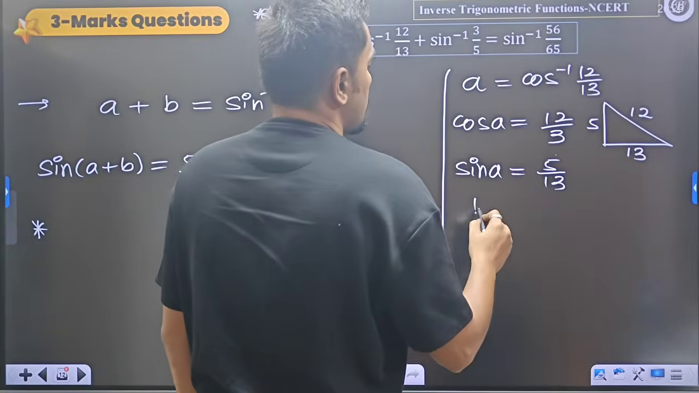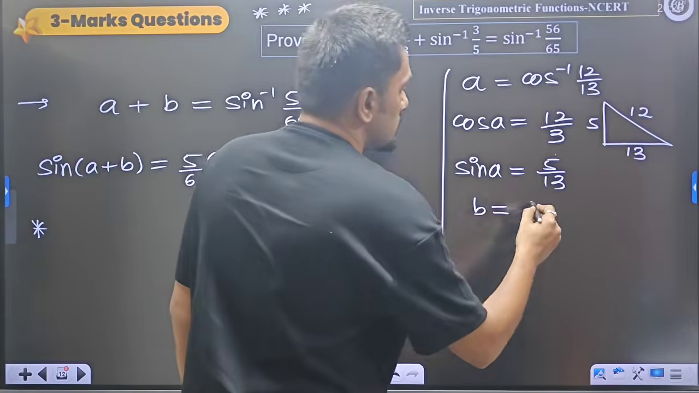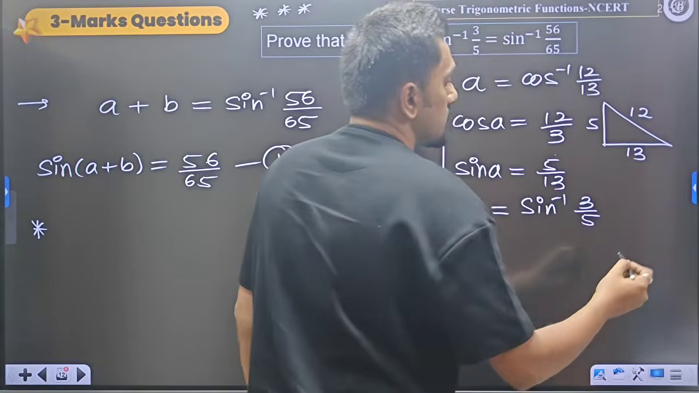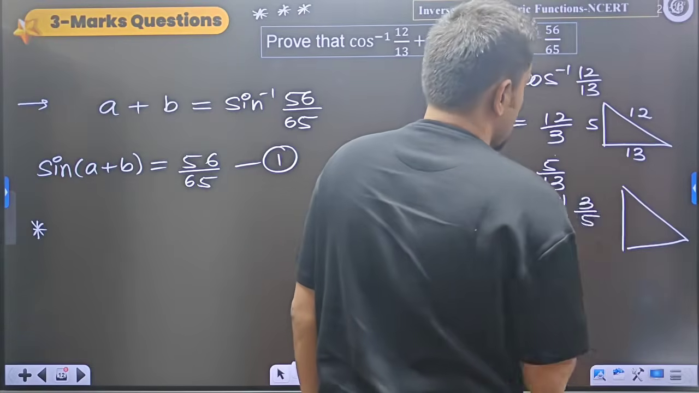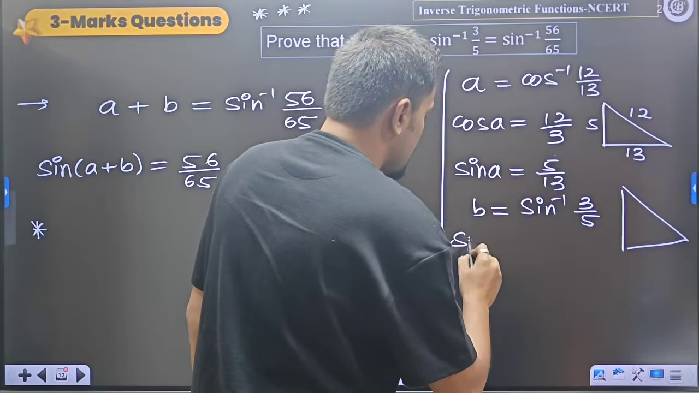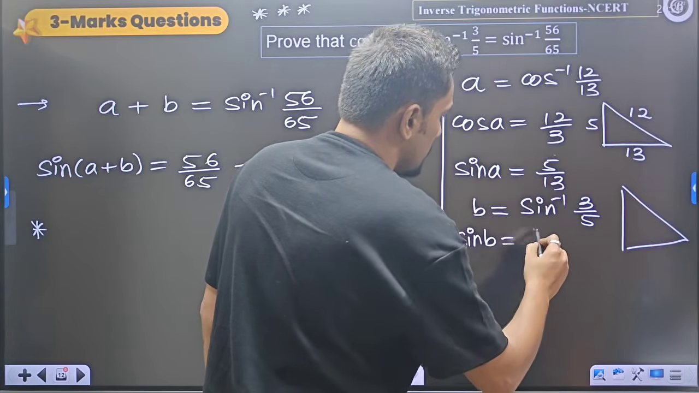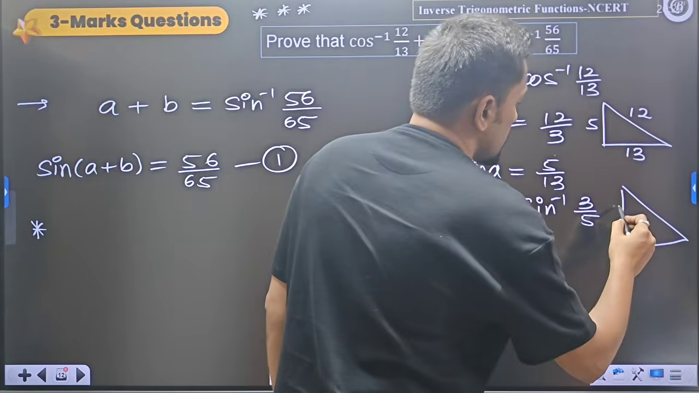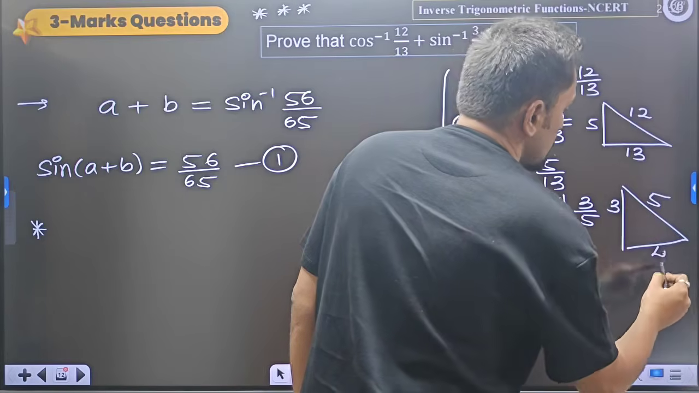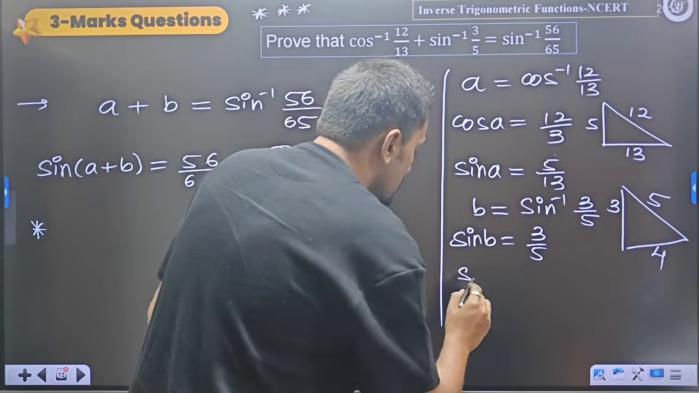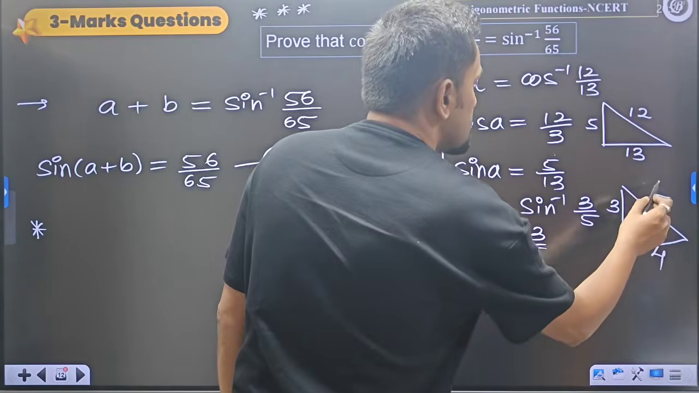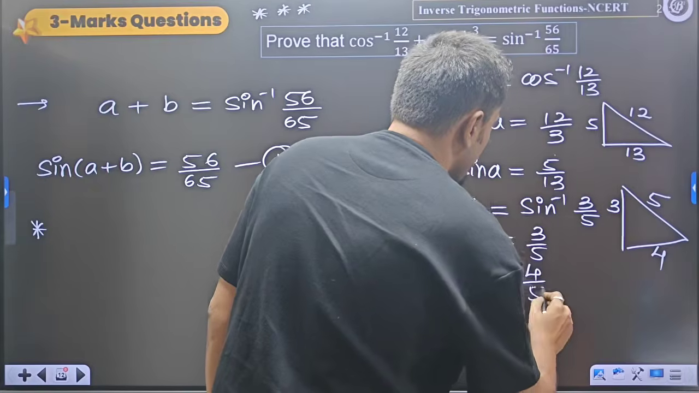Then if you consider B equals sine inverse of 3 by 5, draw the right angle triangle. Then sin B will be equal to 3 by 5, opposite divided by hypotenuse, 3 by 5. And this becomes 4. So cos B becomes adjacent divided by hypotenuse, that is nothing but 4 by 5.